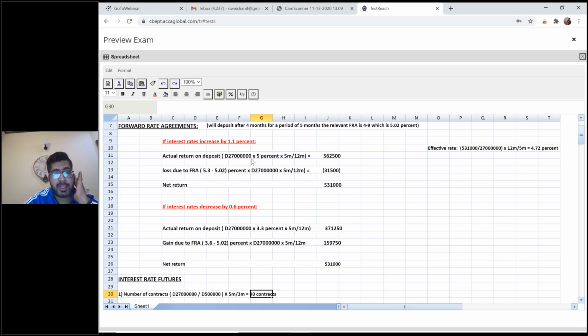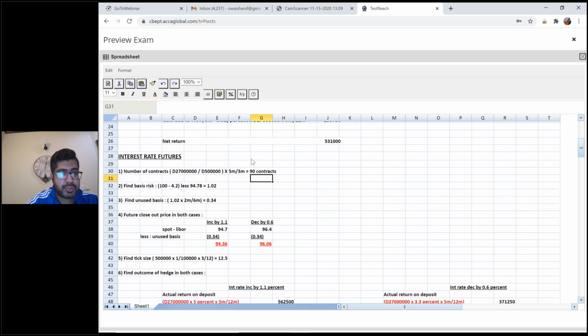But if it's decreased by 0.6%, actual return on deposit is the amount into rate. Decreased by 0.6 means 4.2 became 3.6, but less 30 basis points 3.3, into time period over 12. But then the rate decreased to 3.6 while you locked at 5.02, into amount into time period over 12. That's again because the rates decreased to 3.6, but you locked at 5.02. Gain increases return, added. Proof is both give the same answer. Apply the effective rate formula, net over amount into 12 over 5.